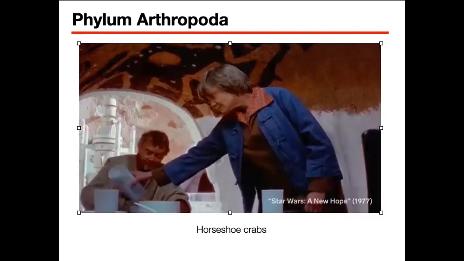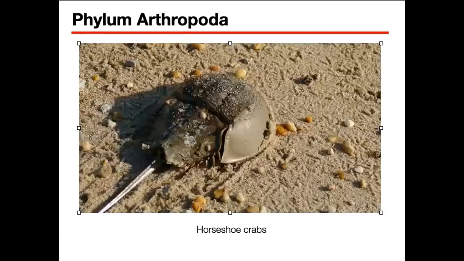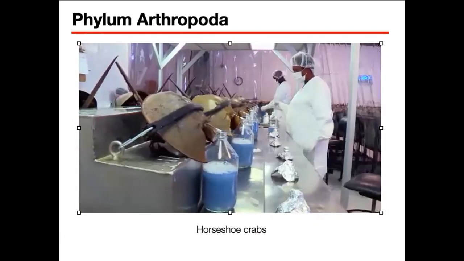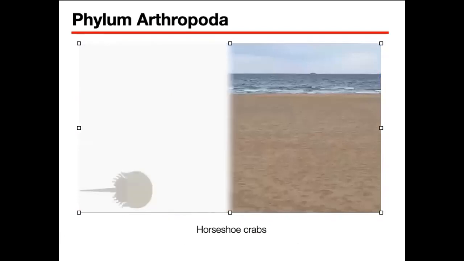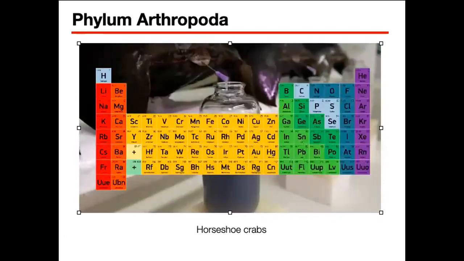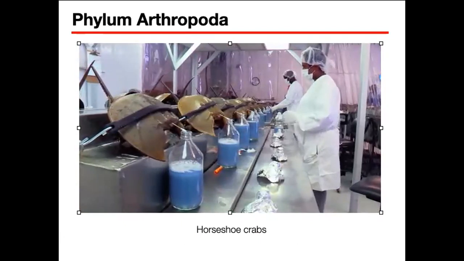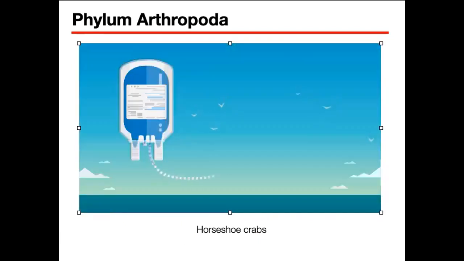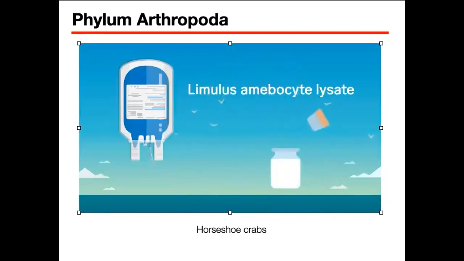No, it's not the blue milk from Star Wars. It's actually blood from a horseshoe crab. And the stuff this blood makes costs $60,000 a gallon. So why is it so expensive? And who's buying horseshoe crab blood? The blue color comes from copper in the blood. But that's not its most interesting feature. The blood contains a special clotting agent. It's used to make a concoction called limulus amoebocyte lysate, or LAL.